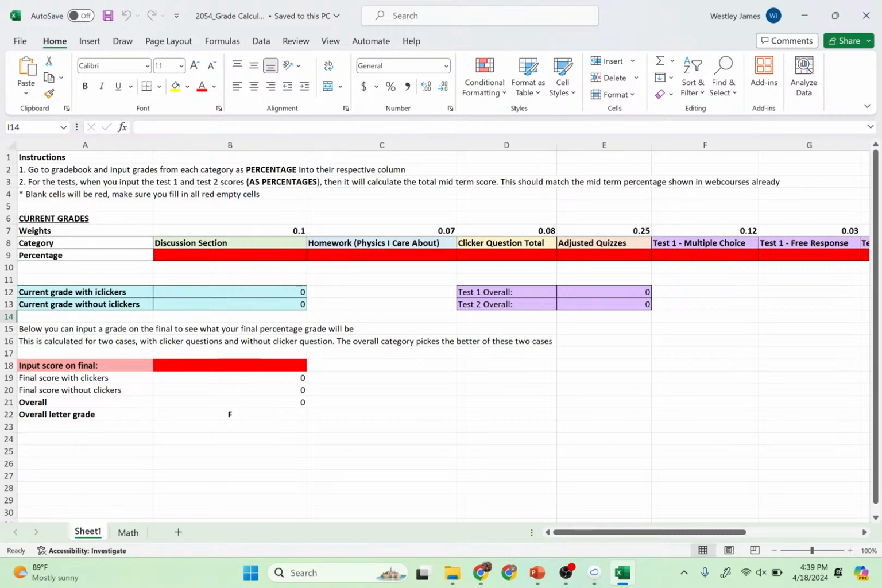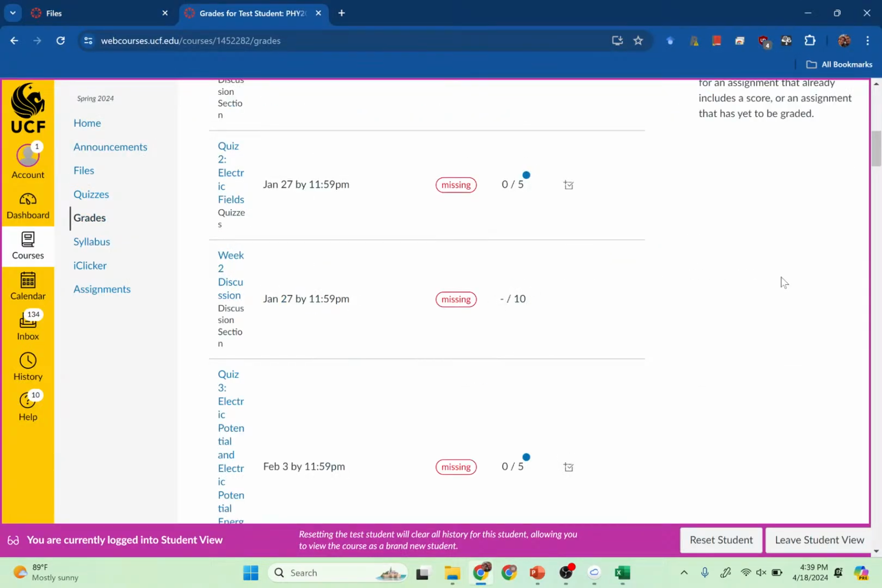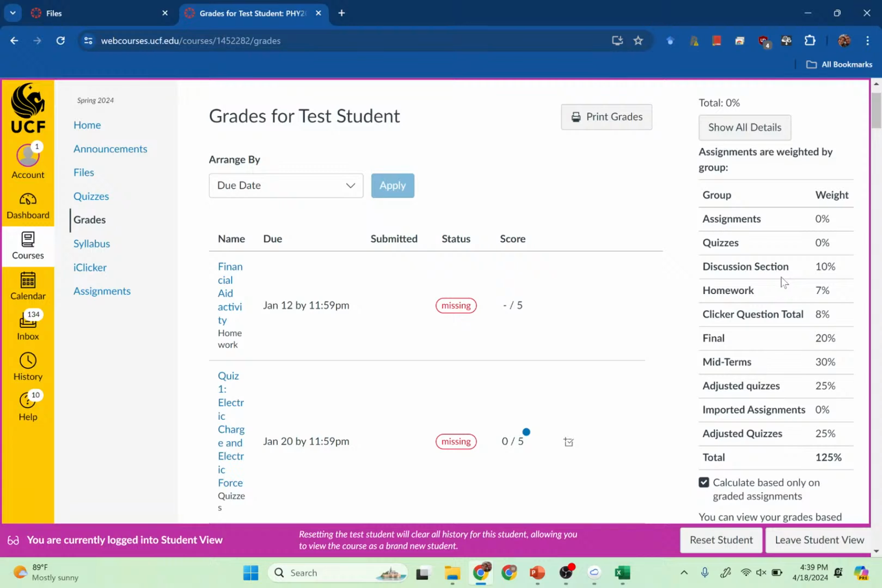So, in web courses, you can see your grades. I'm in the student view, so everything's kosher. According to the syllabus, the grade is broken down as follows. 10% of the grade is from the discussion section. 7% of the grade is homework. 8% is clicker questions. 20% is final. 30% is midterms. 25% is the adjusted quizzes.